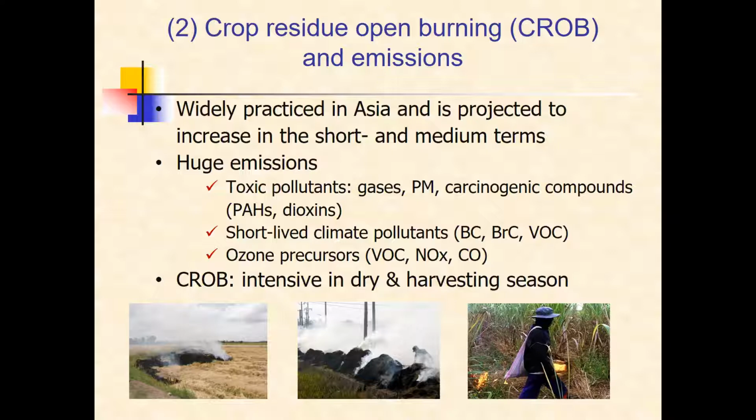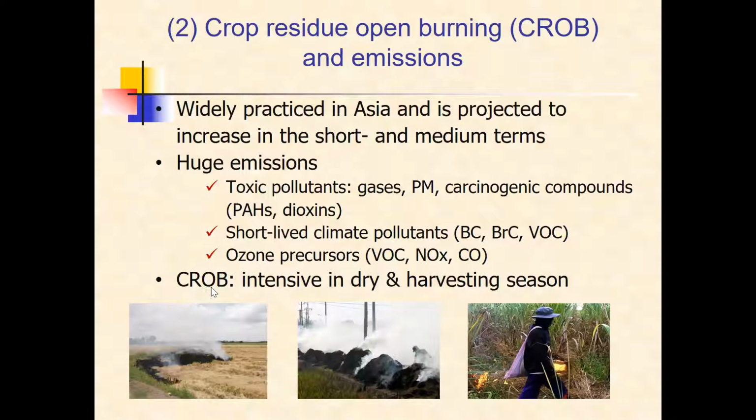So these activities emit a huge amount of pollutants, including toxic pollutants like gases, like carbon monoxide I mentioned earlier, VOC, particulate matter, and also carcinogenic compounds like PAHs. PAHs stands for polycyclic aromatic hydrocarbons, a very prevalent carcinogen in the air, and it comes from incomplete combustion processes, and including also dioxin. It emits a huge amount of short-lived climate pollutants, so black carbon, brown carbon, VOC, and a lot of them are ozone precursors, so in the atmosphere, they participate in photochemical smog reactions, forming ozone. And ozone, as you know, is a greenhouse gas, and it's toxic to human health, and it's phytotoxic. It means toxic to plants.